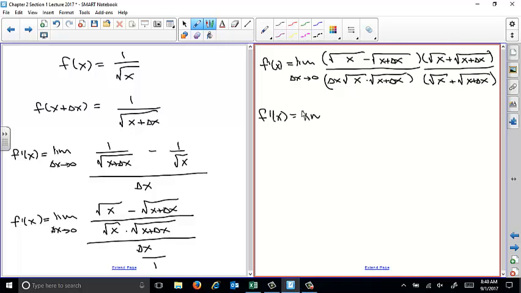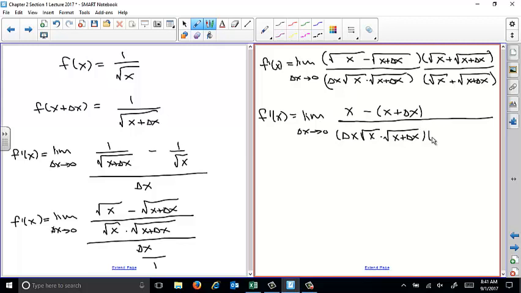And at that point, when you multiply out the numerator, you get x minus x plus delta x. So these become x, these become negative x plus delta x, and the inner and outer drop out, and the denominator stays the same. And I'm not going to multiply out the denominator. Some of you may have done it, but I'm just not going to do it until I set delta x equal to 0.